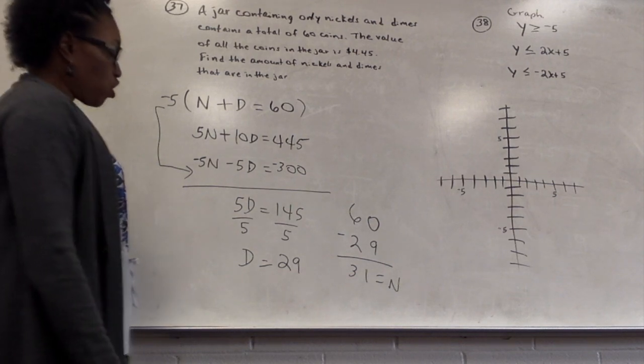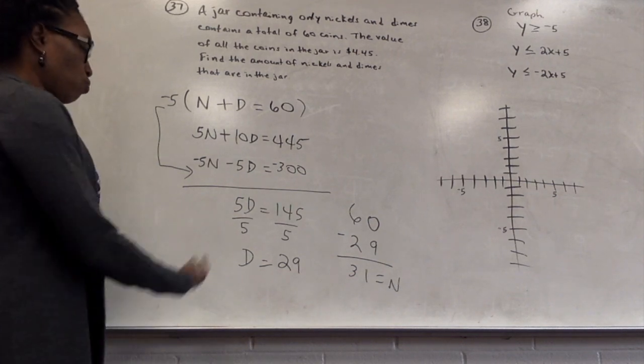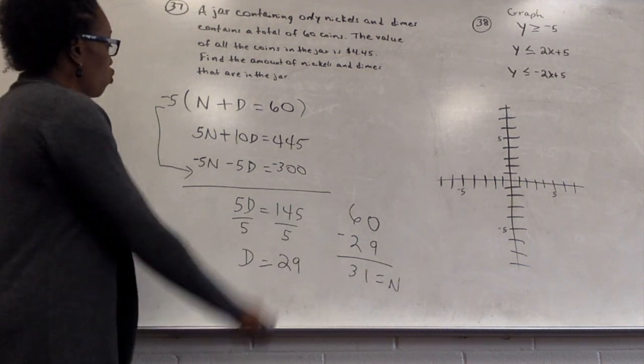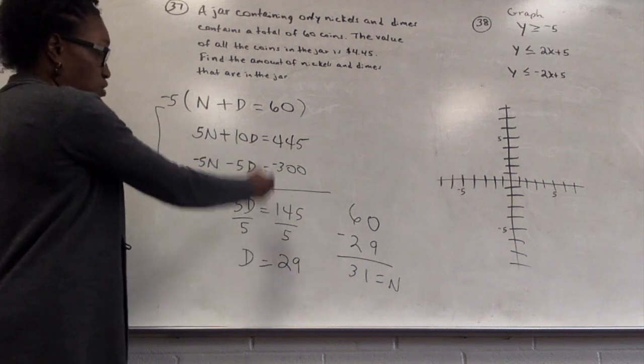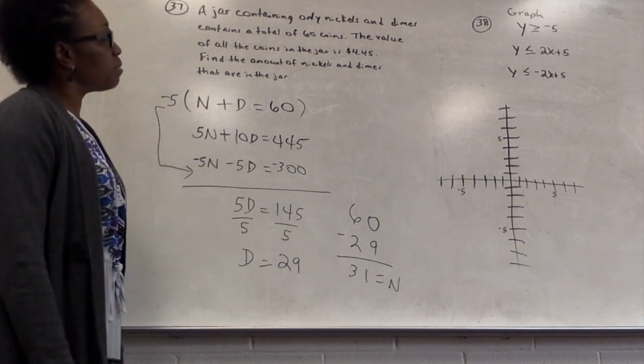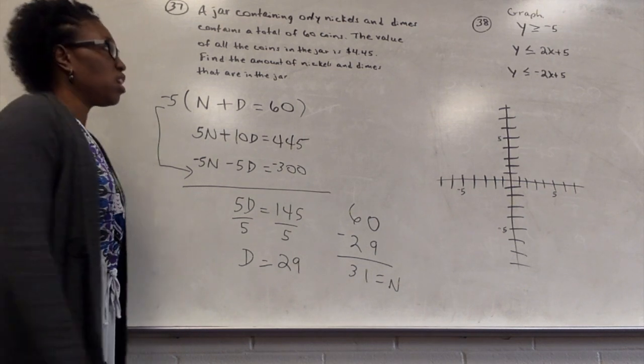And so, of course, you can always go back and check this. You can add 29 and 31 and get 60 for your answer. Or you can choose to use the value and plug them in to see if you get the same answer. But you should have 29 dimes and 31 nickels.